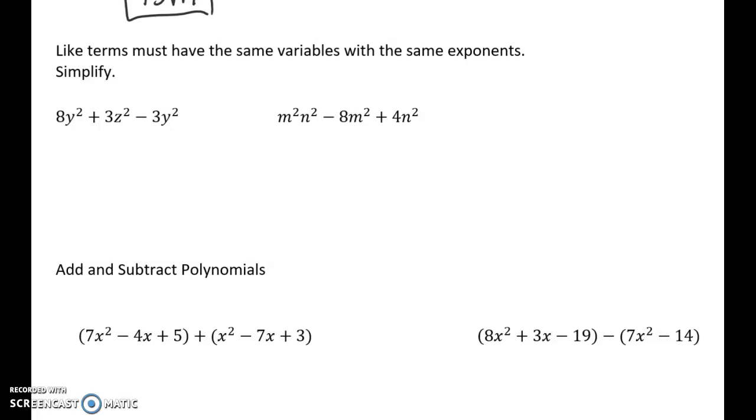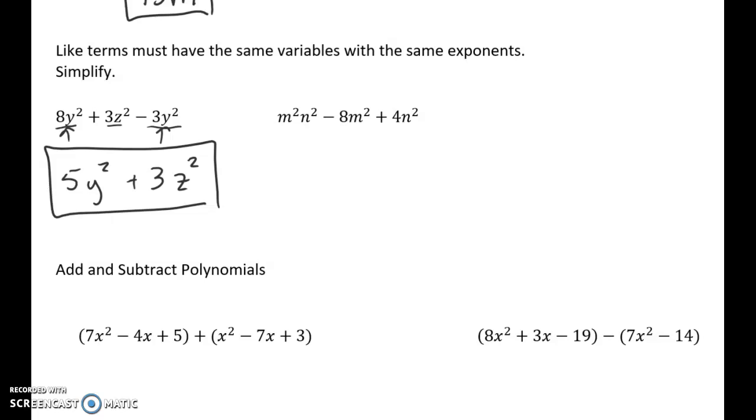So now we have a trinomial here. We have three terms. We have 8y squared, 3z squared, and then minus 3y squared. So which ones can we combine? The y squareds. So we're going to write this as 5y squared plus 3z squared. And then we're done.